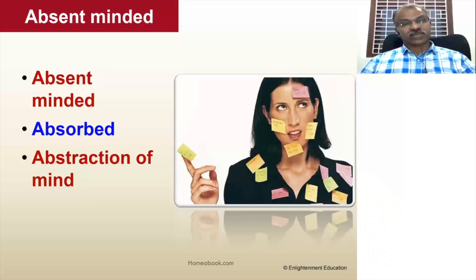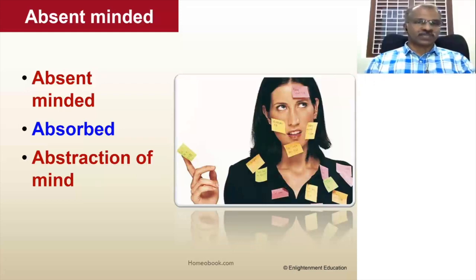And the third one is abstraction of mind. That means the patient is totally out of reality. This is a destructive symptom that we usually work out in schizophrenia. It's a very good rubric for schizophrenia. So absorbed means buried in thoughts but concentrated on objects. Absent-mindedness is not concentrating on anything. Abstraction of mind is totally out of reality. It's a destructive symptom.